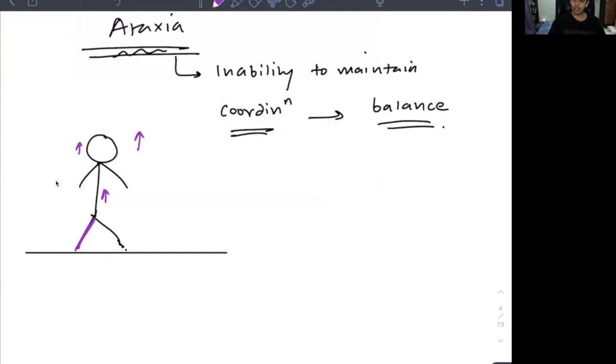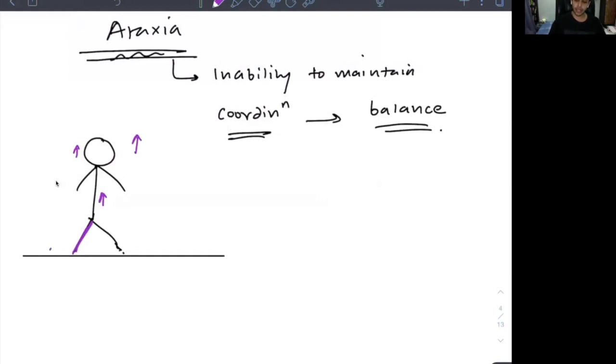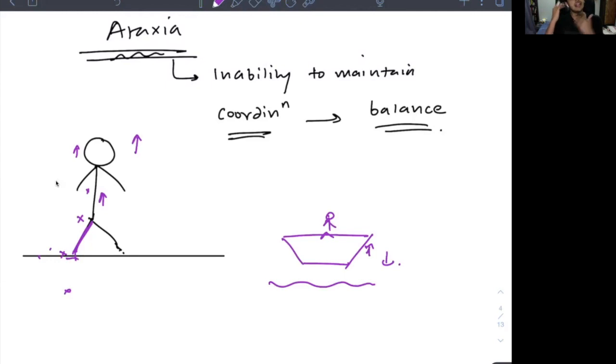And when you are walking, you need to be able to continuously adjust your hip, your knee, your ankle positions. You need to adjust your trunk position so that you maintain your balance. Which is why in a ship, for example, if you are standing in a ship and the boat is rocking up and down, a lot of people may lose their balance because the ground is moving. Initially, your brain is not able to calculate it quickly enough.